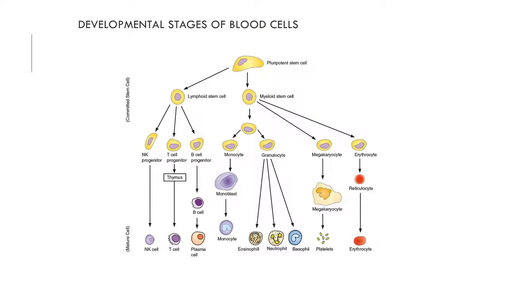So it's important to know about the developmental stages of blood cells. This chart gives you a general overview of where and how the various blood cells develop. You may want to refer back to this periodically as we're talking about different types of blood cells and the abnormalities that may be happening to them as a result of disorders in development.